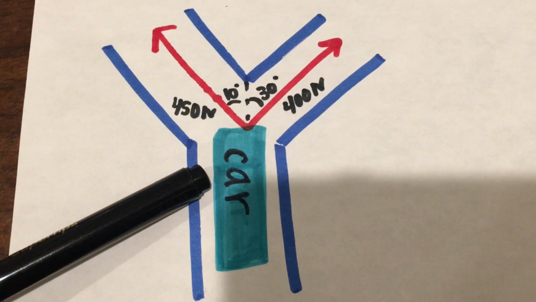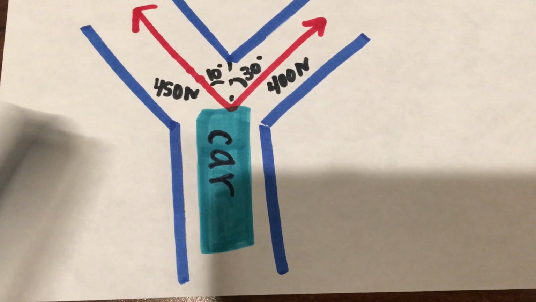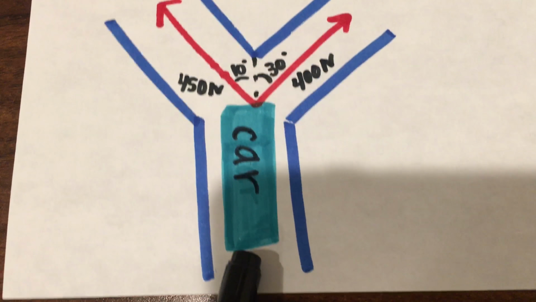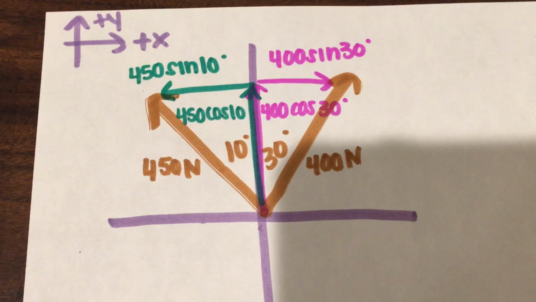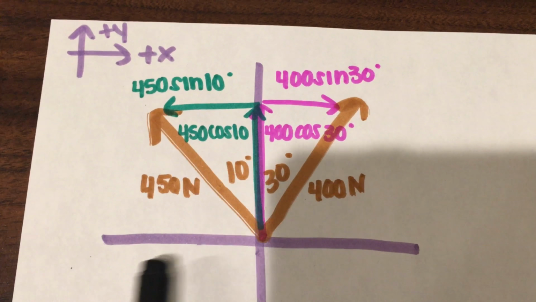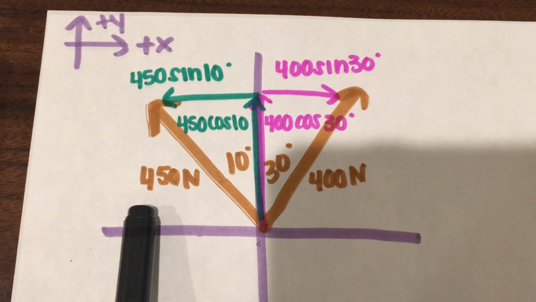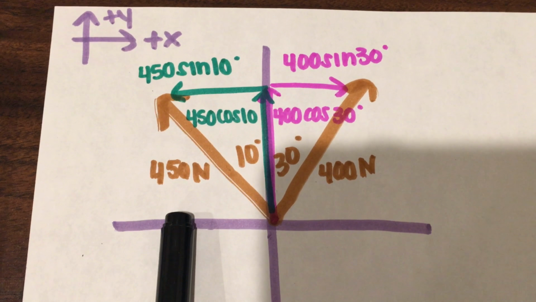Essentially, there's a car and two different forces, and in part A, we're solving for what the result of these two forces acting upon the car is. So first, we're going to be drawing a diagram of our problem. So first, I have drawn the two forces that they give us from the problem, which are 400 newtons in the right direction and 450 newtons in the left direction.